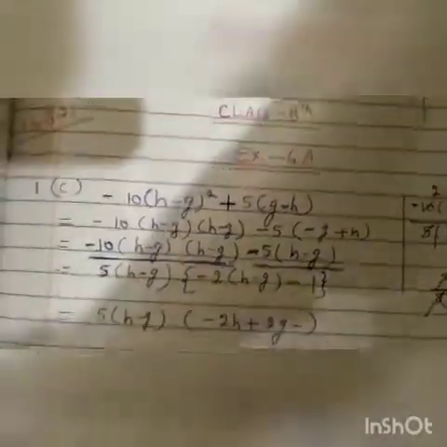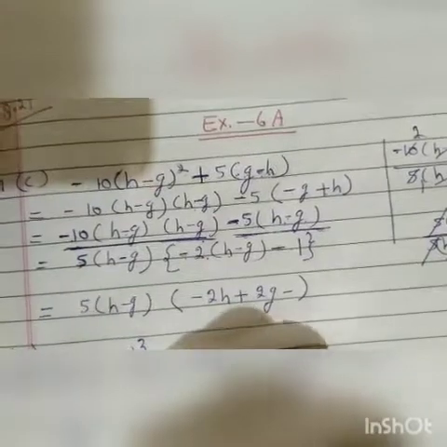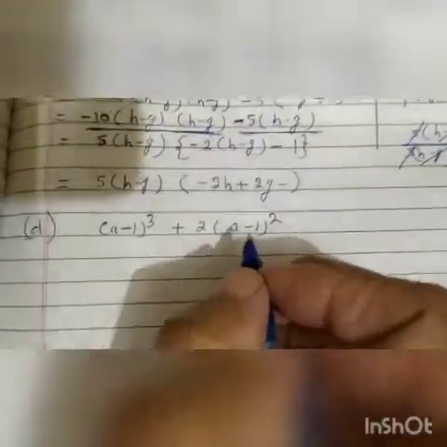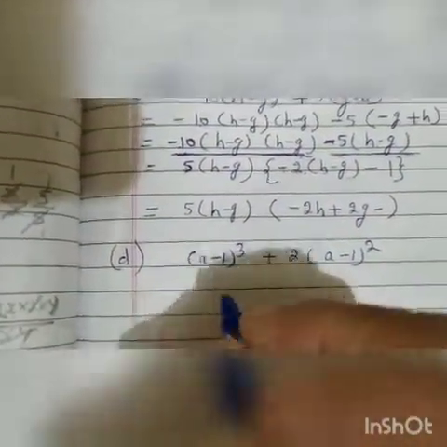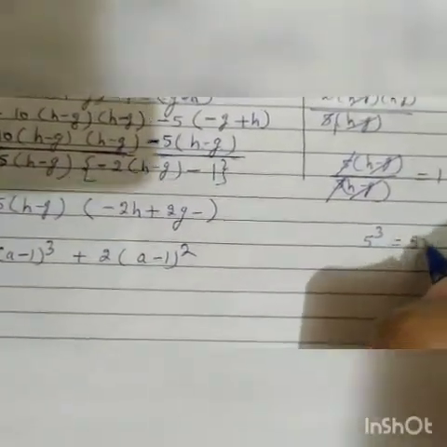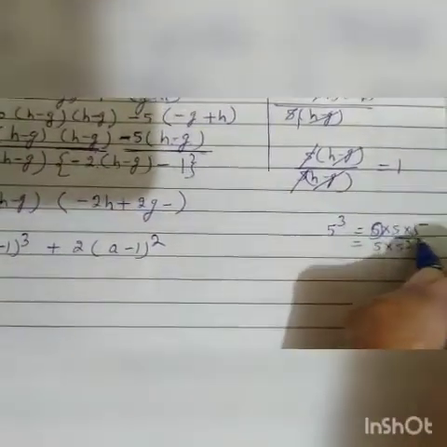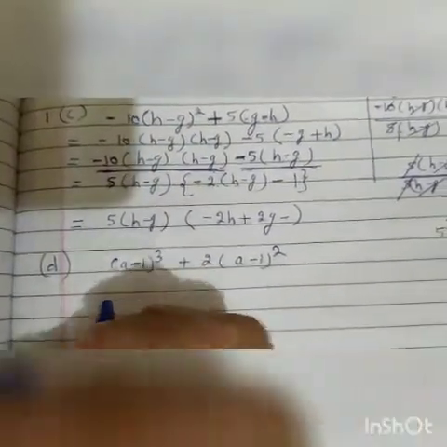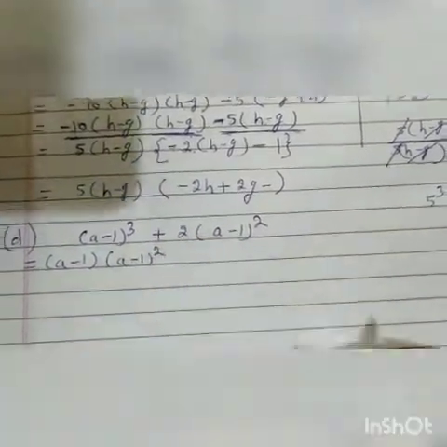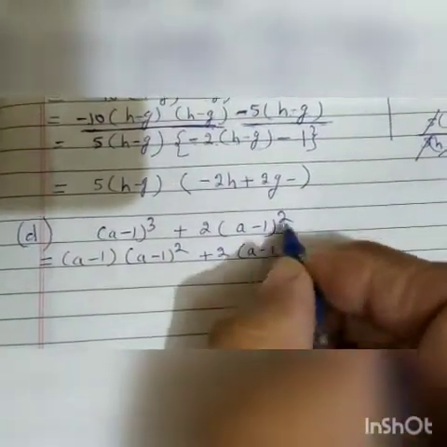Now come to its d part. Its d part is (a minus 1) whole cube plus 2 into (a minus 1) square. This is its d part. So students, if we are writing 5 cube, it means 5 into 5 into 5, so we can write it 5 into 5 square. In the same way, this is (a minus 1) cube. We can write it (a minus 1) into (a minus 1) square. We can write it like this. Now plus 2 (a minus 1) whole square.